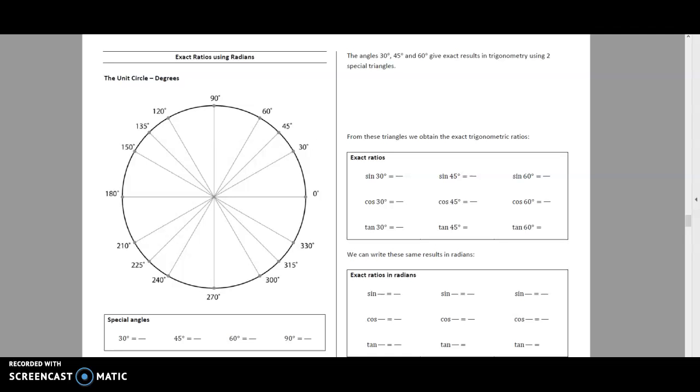Today we are looking at how we can convert angles measured in degrees into radians around the unit circle. So let's have a look at our unit circle here. To begin with, we'll look at some of those exact values that we've got.